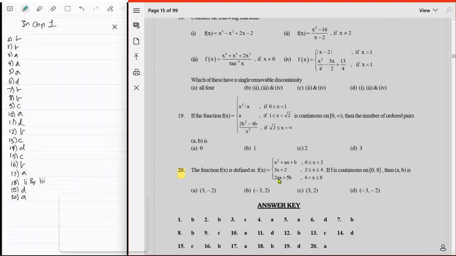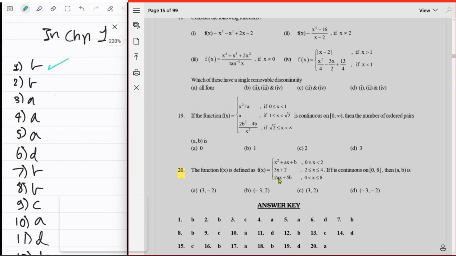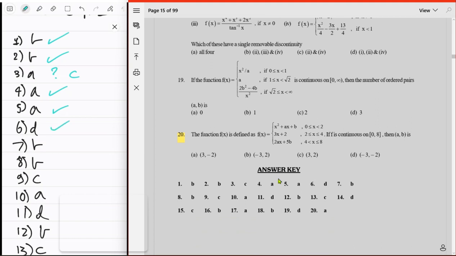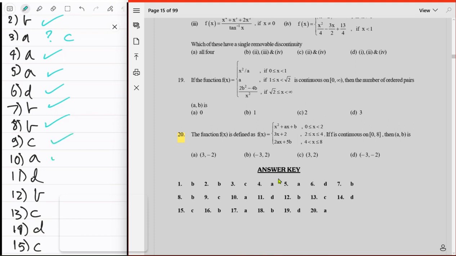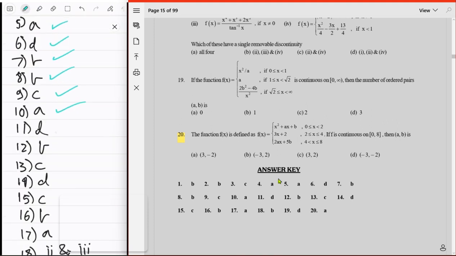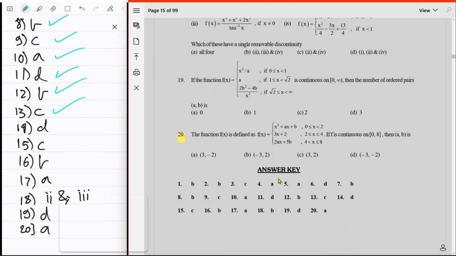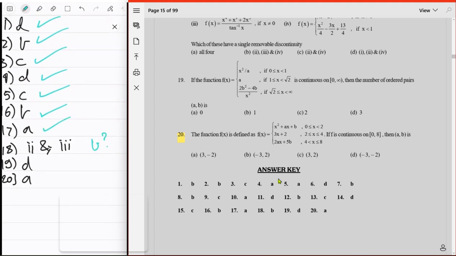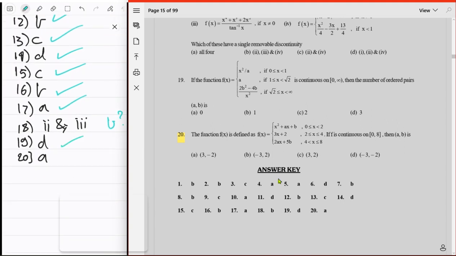So first b, second b, third it should be c, fourth a, fifth a, sixth d, seventh b, that's also b, 9th c, a, d, b, c, 14th d, then this is c, then 16th b, 17th a, 18th b, okay, 19th d, and 20a.